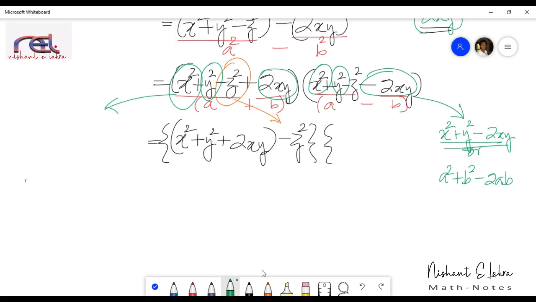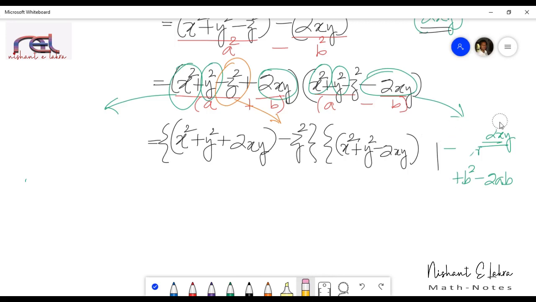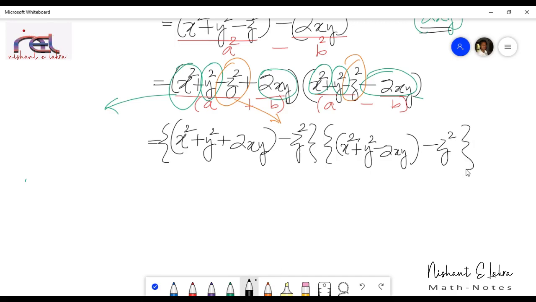Now what are we going to do now? We will just replace the values, or we'll just arrange it. Right, x square plus y square minus 2xy is set inside the brackets, it is separated, and what will be left out? Minus z square. Right, minus z square is left out, so we will write minus z square outside the bracket. I hope you have understood till here.